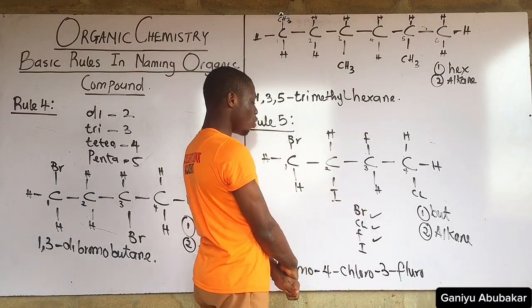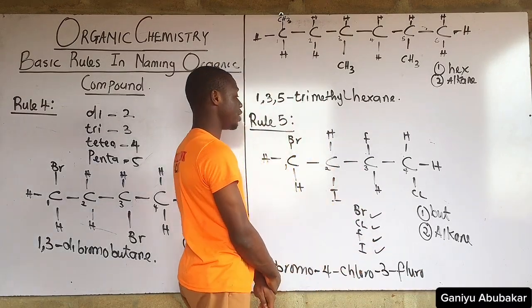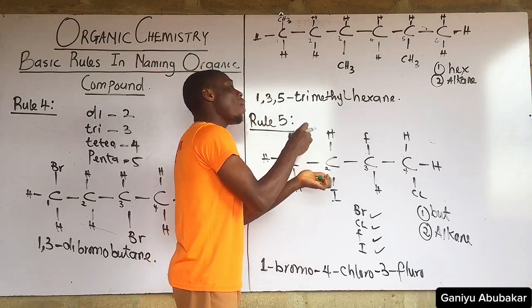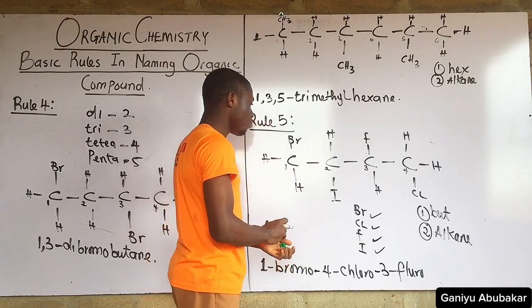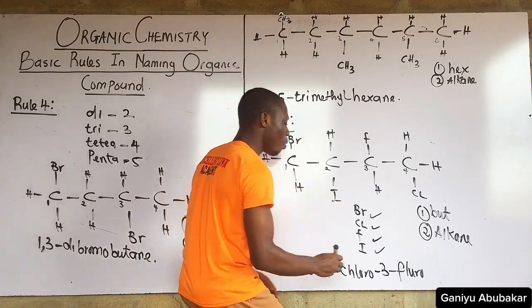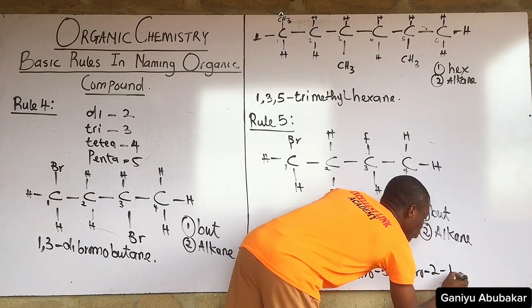When you are done with fluorine, of course, finally I have iodine. What's the position? Iodine is attached to carbon what? Iodine, that's carbon 2. That becomes 2 iodo.